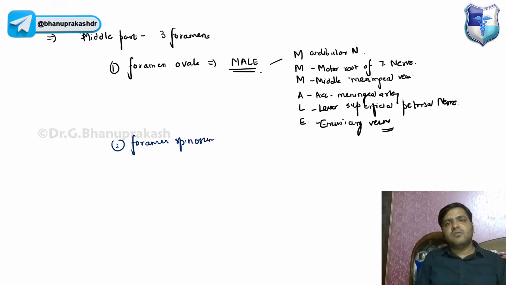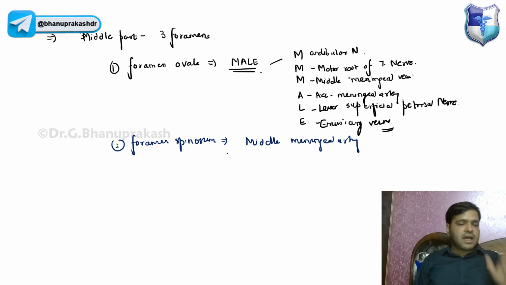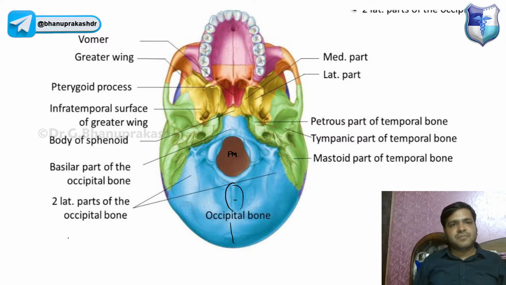And remember over here the middle meningeal artery is passing. And just posterolateral to foramen ovale, we have foramen spinosum, right? After that, guys, we have one more foramen in this part.